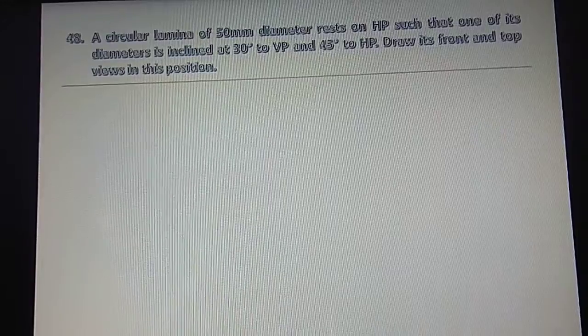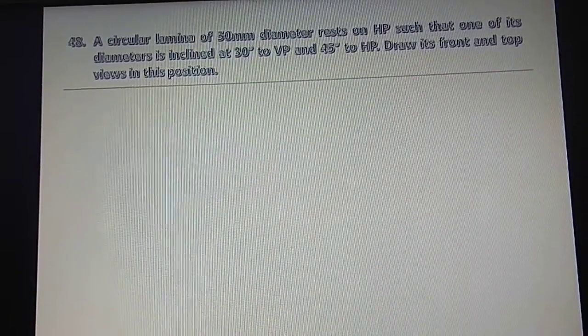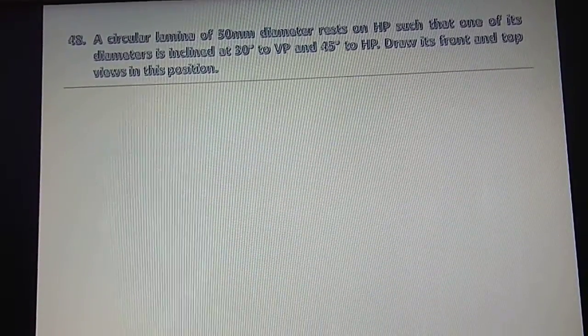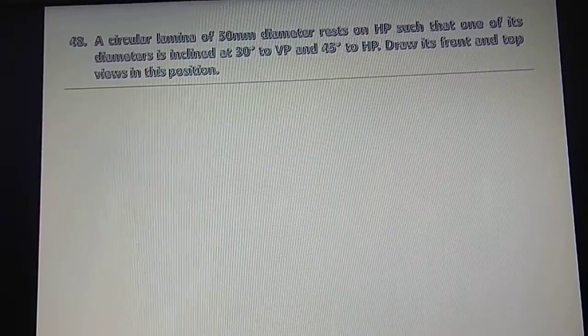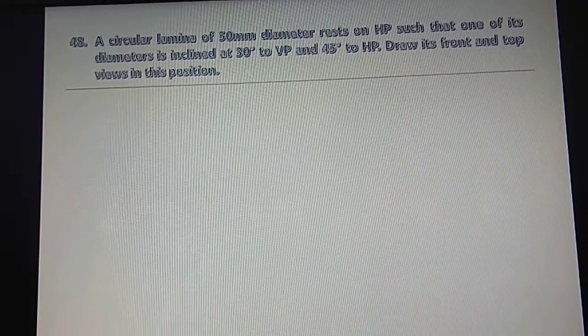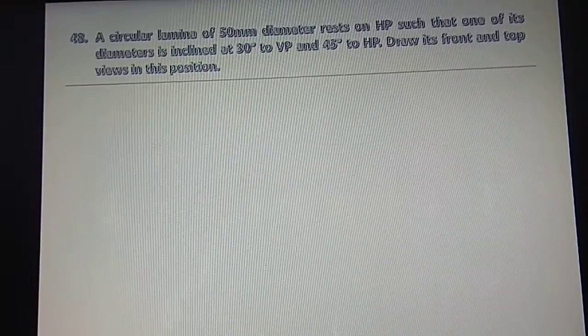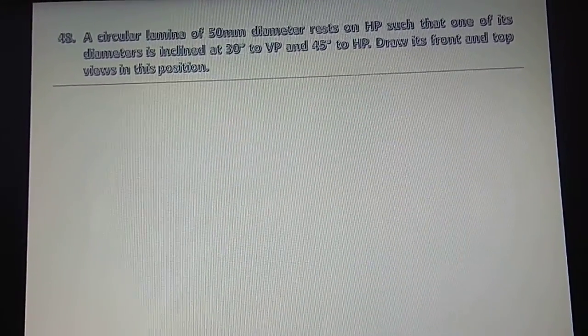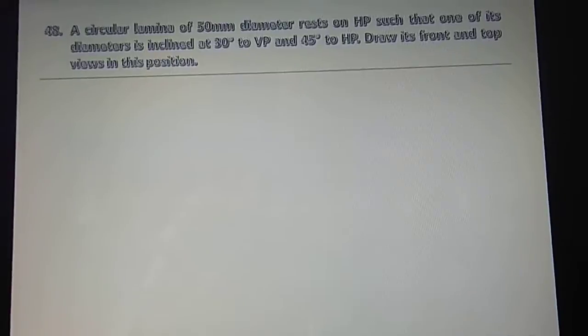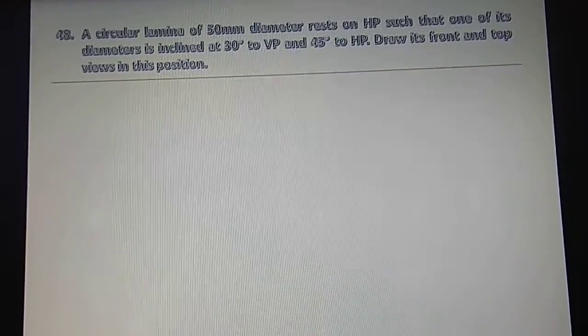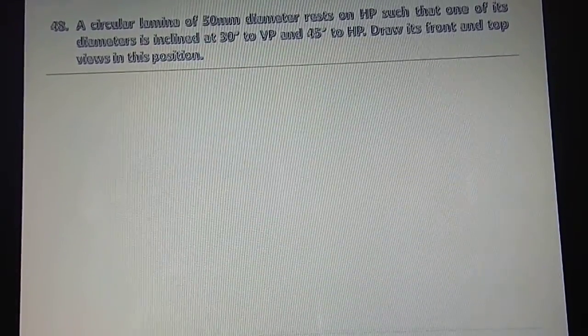rests on HP such that one of its diameters is inclined at 30 degrees to VP and 45 degrees to HP. Draw its front and top views in this position. So this is the given problem. So we are going to draw the projection of this circular lamina as follows.